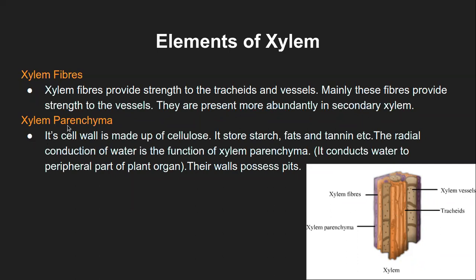Then the xylem parenchyma, the fourth component of the xylem. Its cell wall is made up of cellulose like a regular cell, and it stores starch, fats and tannins. That is the function of these parenchyma cells. The radial conduction of water is the function of xylem parenchyma. Now, radial conduction refers to, let's say, we have a tube.